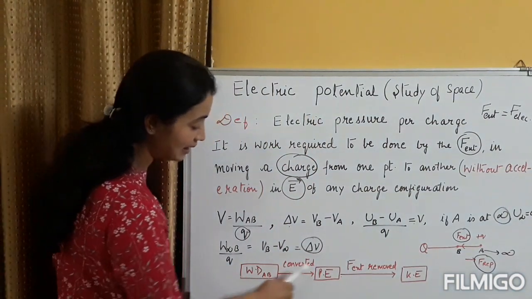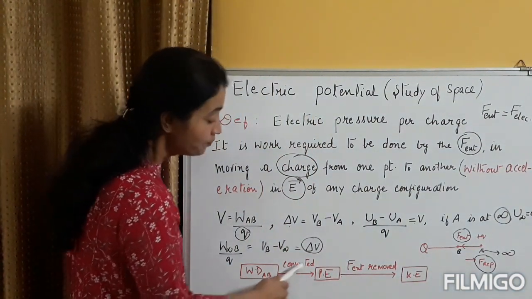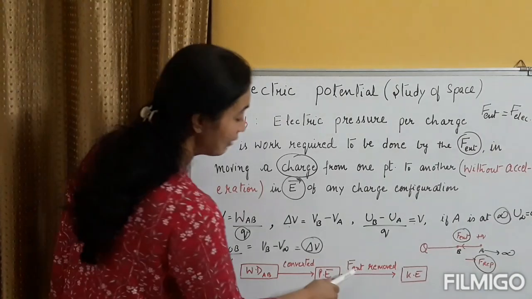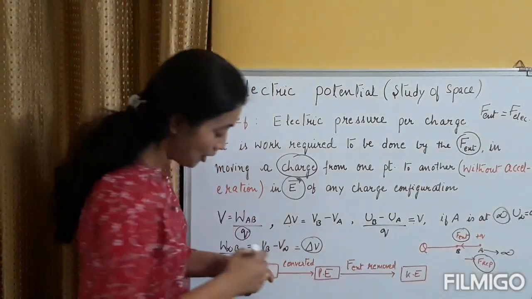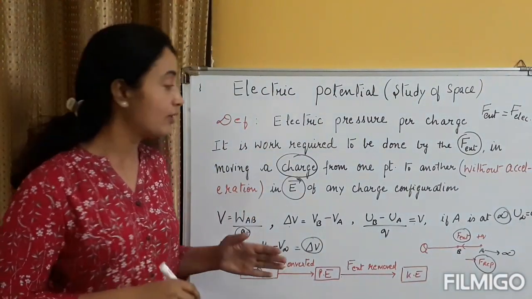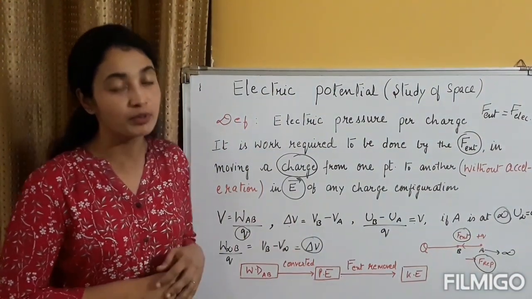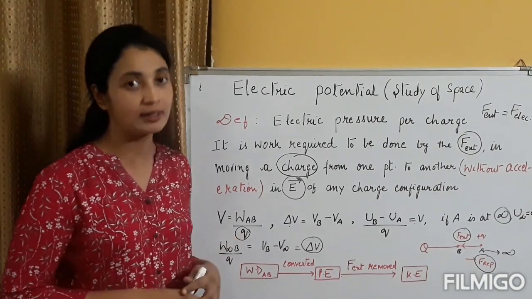Work done gets converted to potential energy when you apply external force, and when you remove the external force, the stored potential energy is converted to kinetic energy, giving the charge a motion away from the source charge. I hope you got it. Thank you.